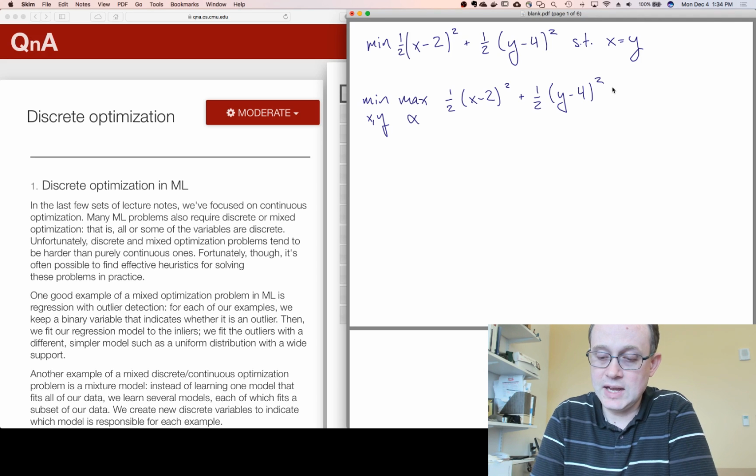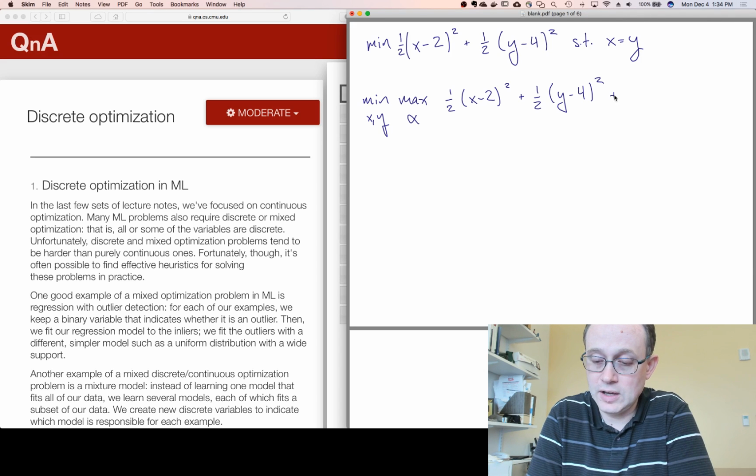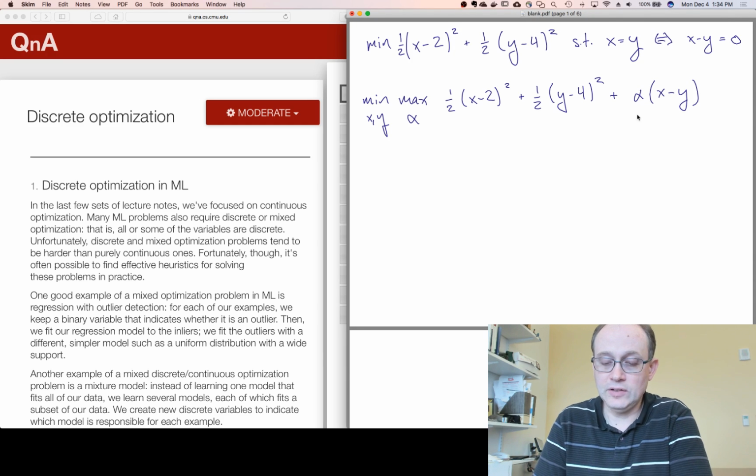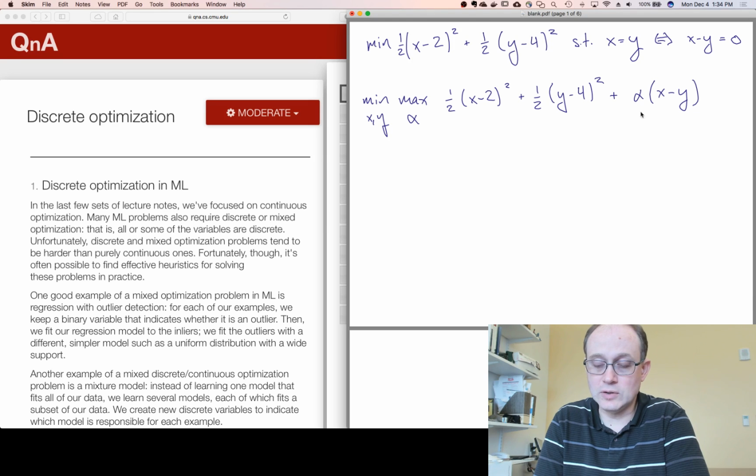And now we add the Lagrange multiplier, which is alpha times the constraint. This constraint is equivalent to saying that x minus y is equal to 0. So we'll have alpha times (x minus y). All right, and so alpha here is the Lagrange multiplier.